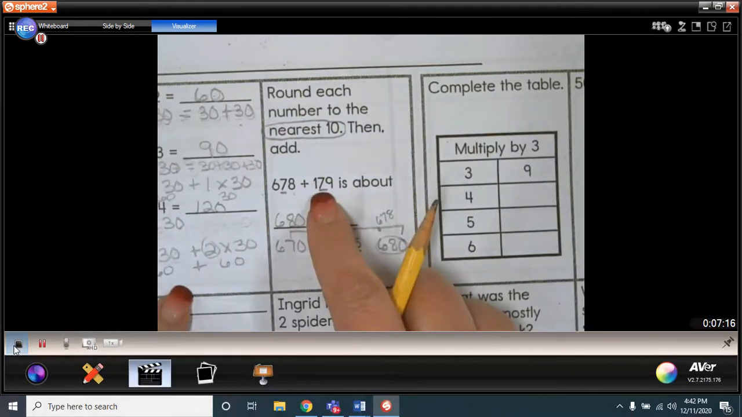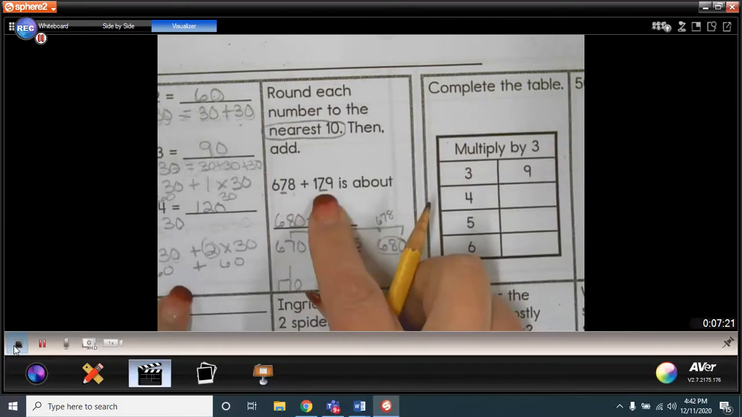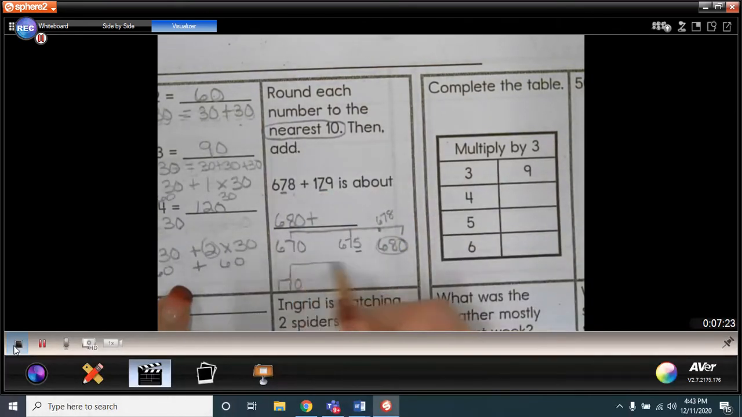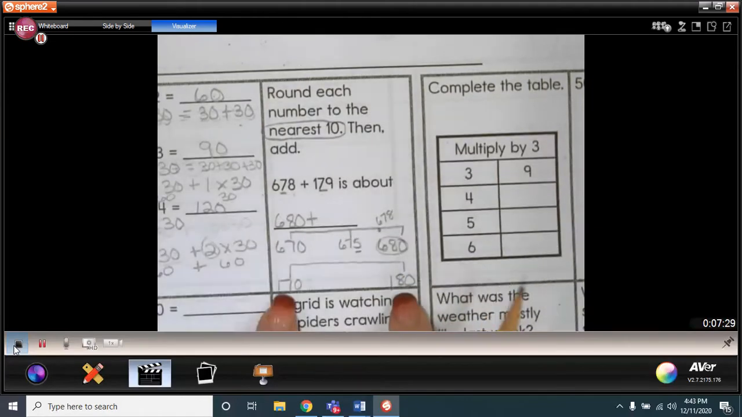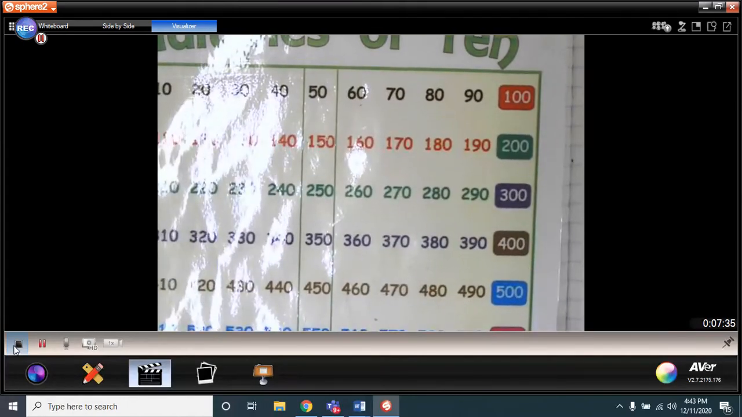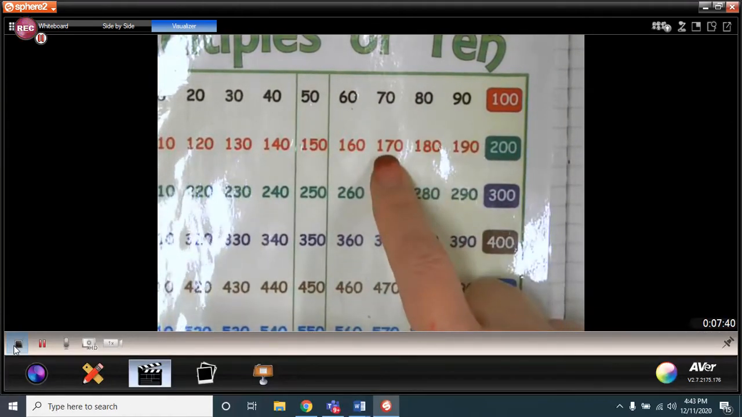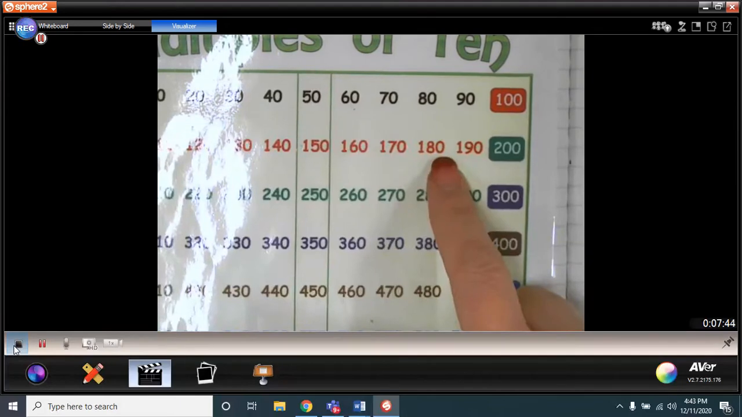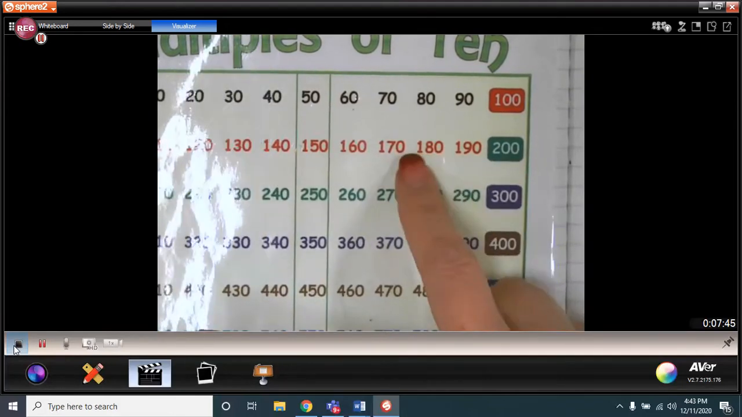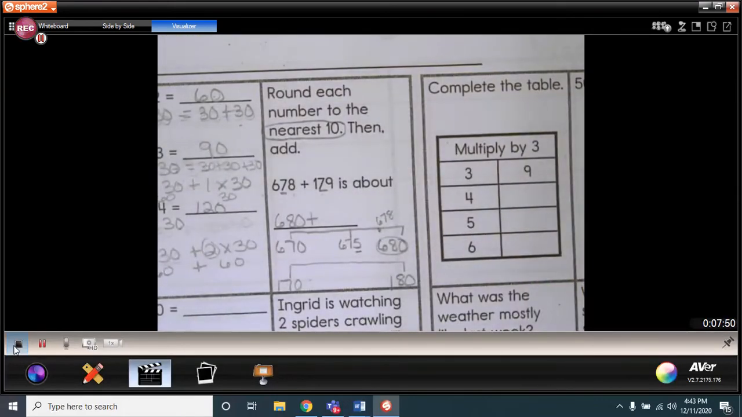170 is going to be our first 10 because the 70 is in the tens place here, and the next 10 is going to be 80. So we have the 2 tens that it's between is 170 and 180. Again, using your multiples of 10 chart, I know that that's going to be right about here. So 170 and 180. The rest of the tens are still there. We just are pinpointing where 179 is going to be.